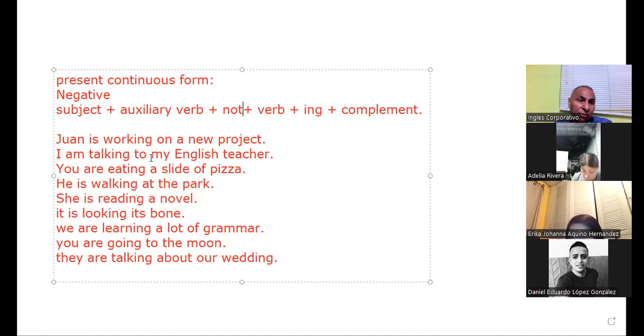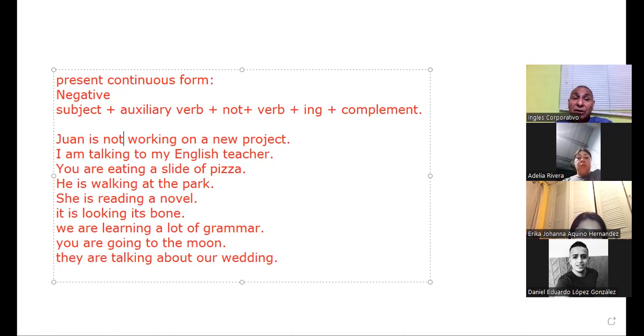So Adelia, can you help me with the first one? Make this one a negative one. Oh, Erica, can you help me? Juan is not working on a new project. Is not working. Is not. Say it. Juan is not working on a new project. Erika, can you please read it again? Juan is not working on a new project. Very good.